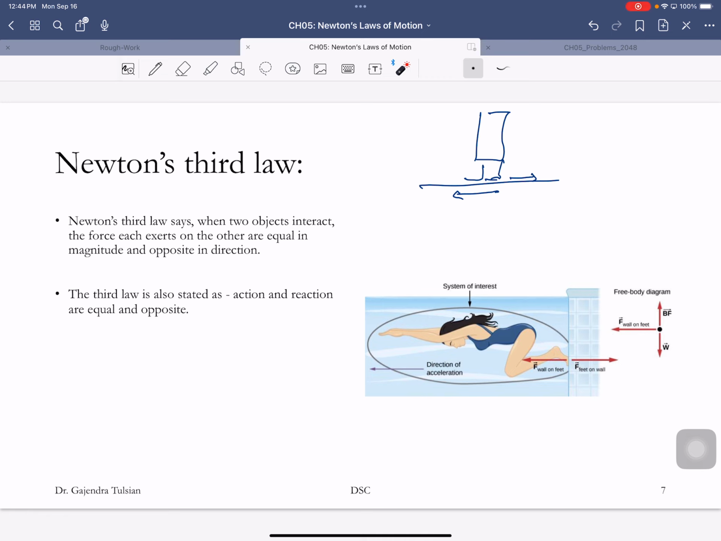So here's an interesting fact. Let's say you weigh 150 pounds. That means the earth is attracting you with a force of 150 pounds. So in turn, you're attracting the earth with a force of 150 pounds.